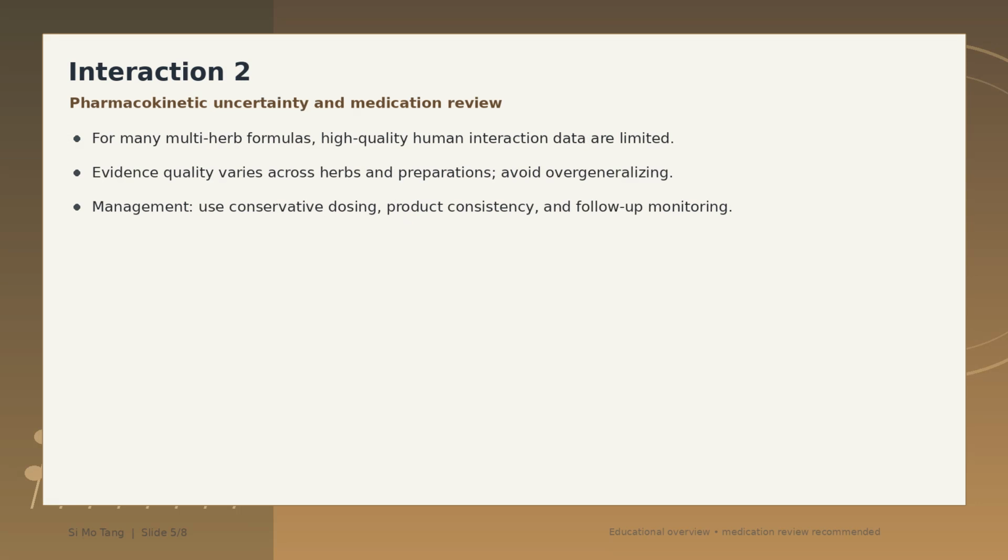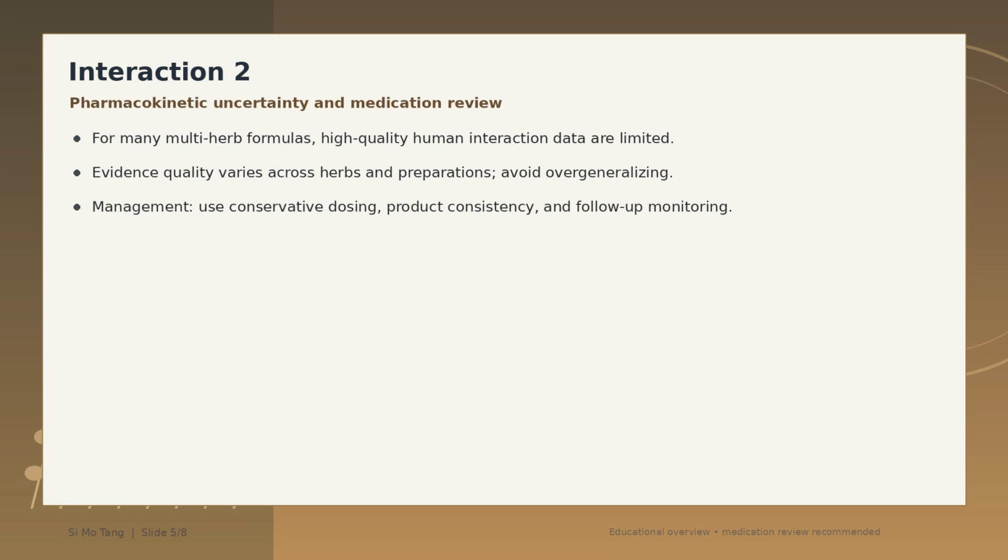The second interaction focuses pharmacokinetic uncertainty and medication review. For many multi-herb formulas, high-quality human interaction data are limited. Laboratory findings on cytochrome P450 enzymes or transporters do not always translate directly into a clinical effect. The correct response to uncertainty is not to assume zero interaction. It is to review the complete medication list, use reputable products, avoid unnecessary polypharmacy, and monitor clinical endpoints that matter.